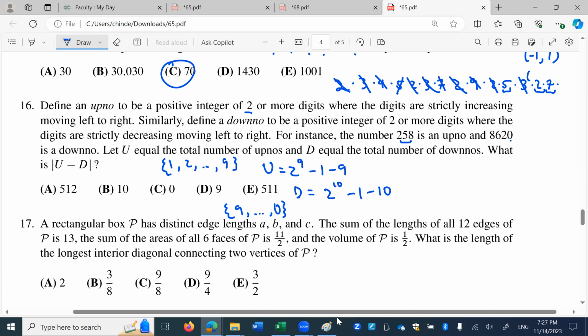So D is definitely bigger than U. So the difference, D minus U, is going to be 2 to the 10th minus 2 to the 9th. The ones cancel out, and then minus 10 plus 9, so minus 1. And 2 to the 10th minus 2 to the 9 is 512, right? So minus 1 is 511.